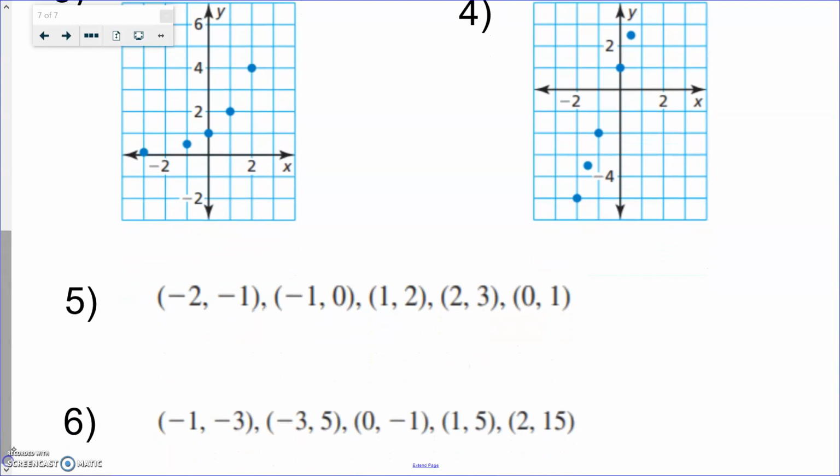For 5 and 6, you're going to have to come sit with me so I can show you how to plug these into Desmos to create a table, and that table will help you create a graph. And so you need to come sit with me. All right. Either copy these down or come in front and get a copy of the handout, and we'll get started.